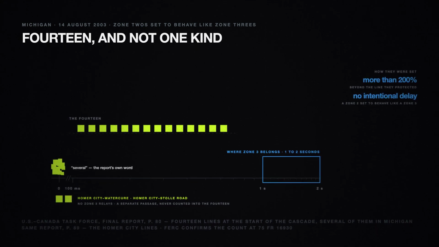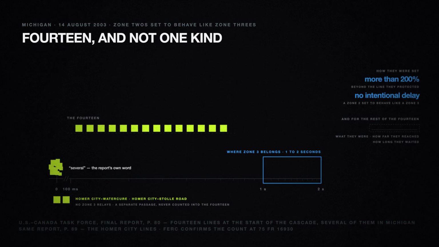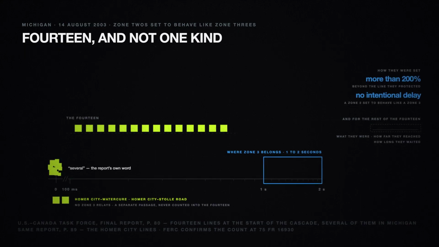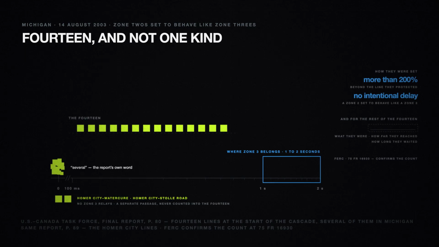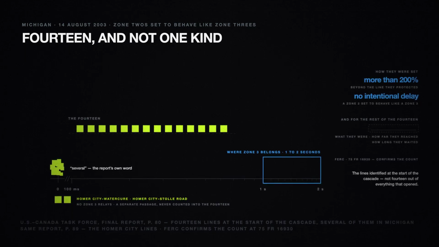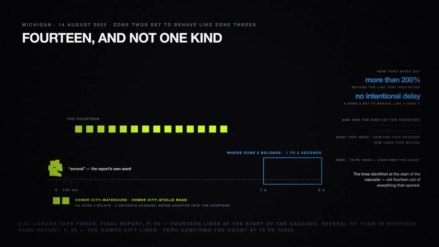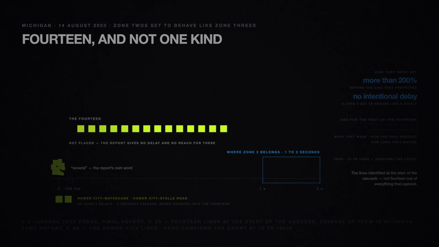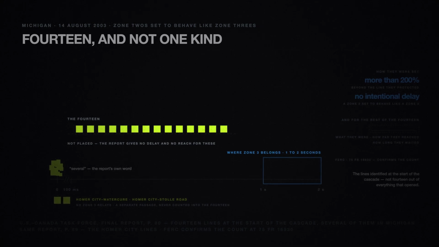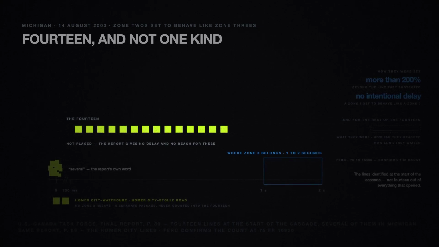The investigation gives a count, and one subcount, several in Michigan. It does not say what the others were, how far they reached, or how long they waited. The federal regulator confirms the count and adds nothing to it. And the count is not a fraction. These are the lines identified at the start of the cascade, not 14 out of everything that opened. Most of this population cannot be placed on the axis at all, and the film will not invent positions. The rest are a count and nothing more.